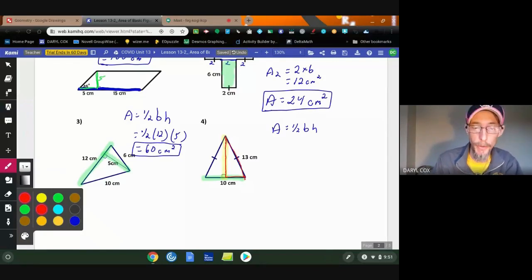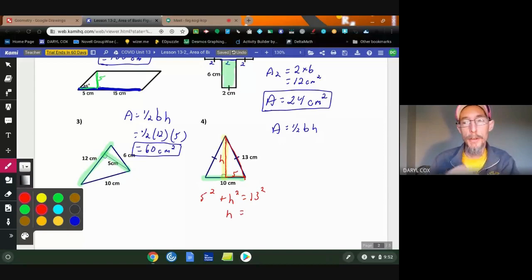That's a right triangle, and this piece is 5. How can I calculate the height of that triangle? Okay, can't use trig because we don't have angles, but we can use Pythagorean theorem. 5 squared plus h squared equals 13 squared. So what did you get for h? I believe it's 12. Yeah. So you should have gotten 12 for your height.